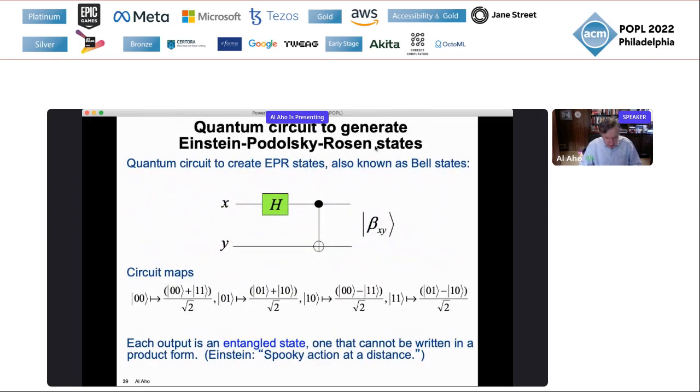Here is a simple but important example that illustrates what a quantum circuit looks like. I've shown a quantum circuit with two inputs, X and Y. The X qubit goes into a Hadamard gate, whose output goes into a CNOT gate. The Y qubit goes directly in as the target of the CNOT gate, and the output is a very funny state.